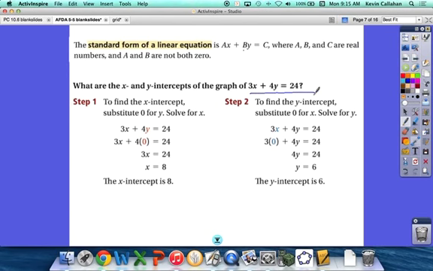A lot of times when students get this on a test, they solve for y, and then they try to do it as slope-intercept, which is fine. If you do it right, that's fine. But it's actually, I think, a lot easier than that.